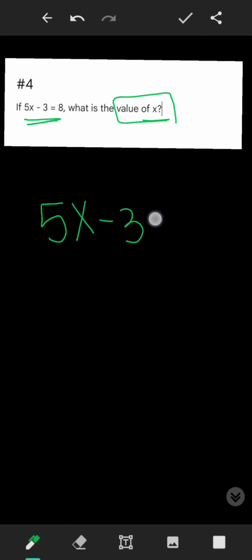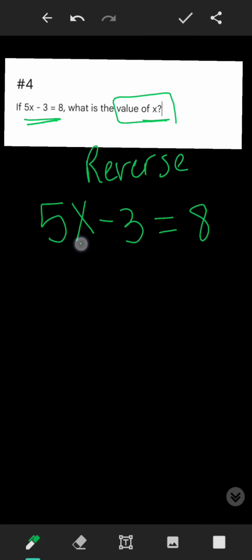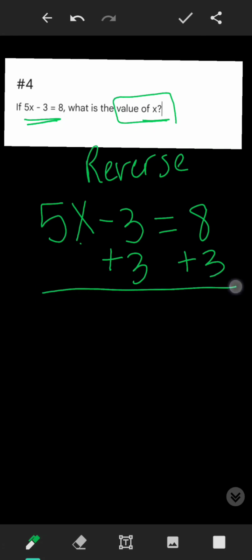If 5x minus 3 is equal to 8, what is the value of x? Anytime we're looking for the value of a variable, that means we are going to have to get x alone on one side of the equation. We do that by reversing or undoing everything that you see happening to x here. So since I'm subtracting 3, I'm going to add 3. And I apply this to both sides because you want to keep the equation equal. Have to do whatever you do to one side to the other.